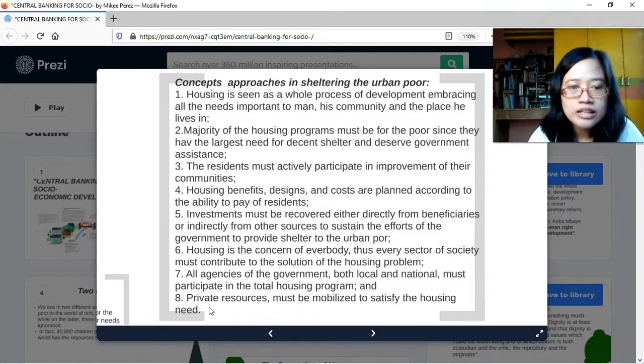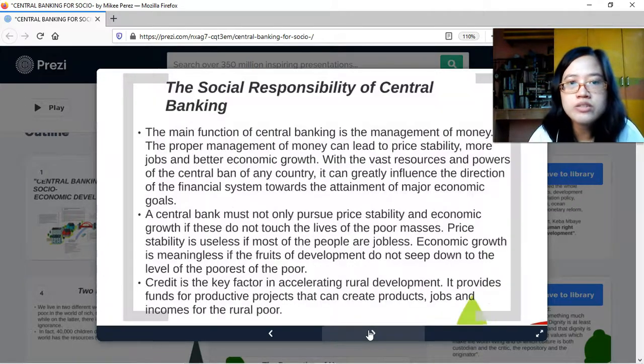So, private resources must be mobilized to satisfy the housing need. The social responsibility of central banking. So the main function is the management of money. Proper management of money can lead to price stability, more jobs, and better economic growth. With the vast resources and powers of the central bank of any country, it can greatly influence the direction of the financial system towards the attainment of major economic goals.